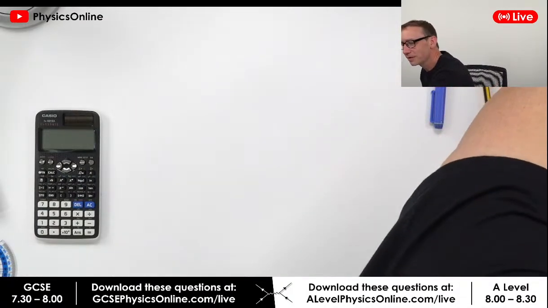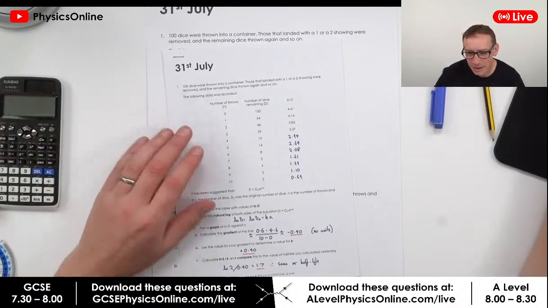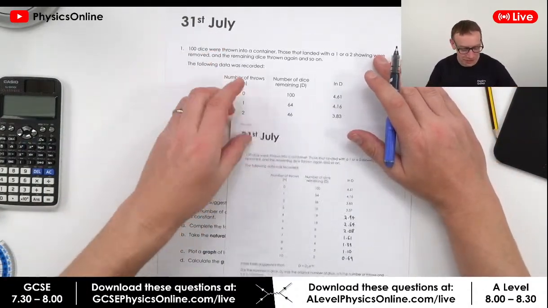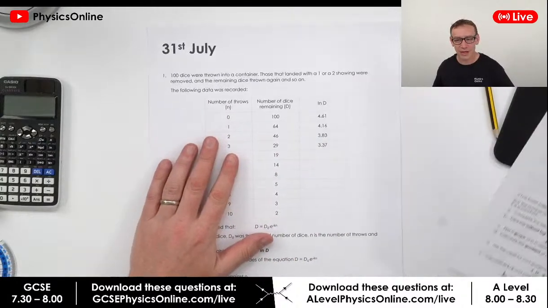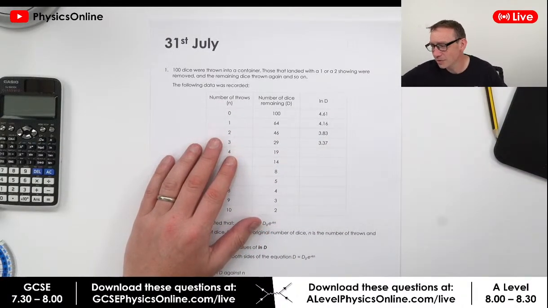Right, so 31st of July. These are the questions which have come from book 4. Okay, so the questions here are about radioactive decay and also looking at natural logs.